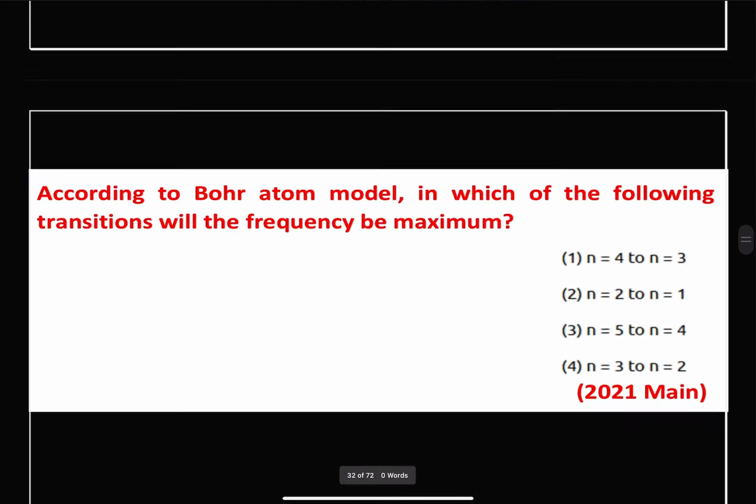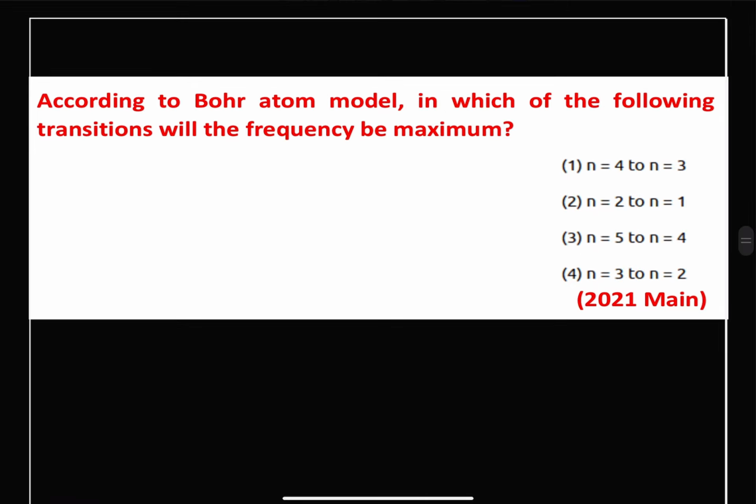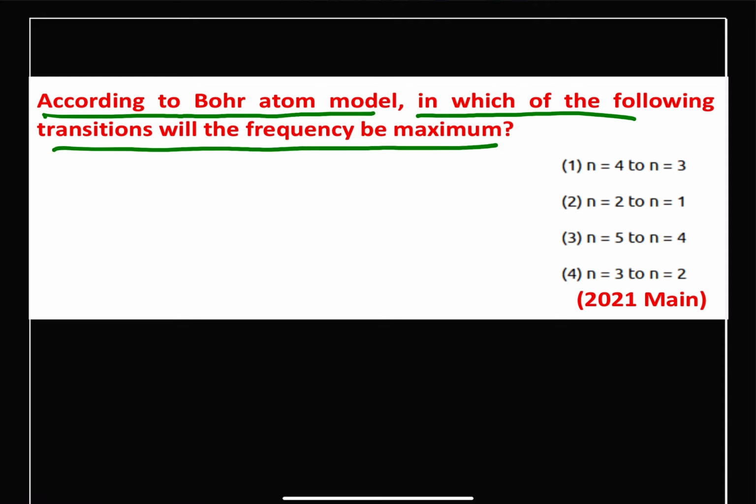Next question. It states that according to the Bohr model, in which of the following transitions will the frequency be maximum? So we have to find out the initial value and end value of n for which the frequency will be maximum.